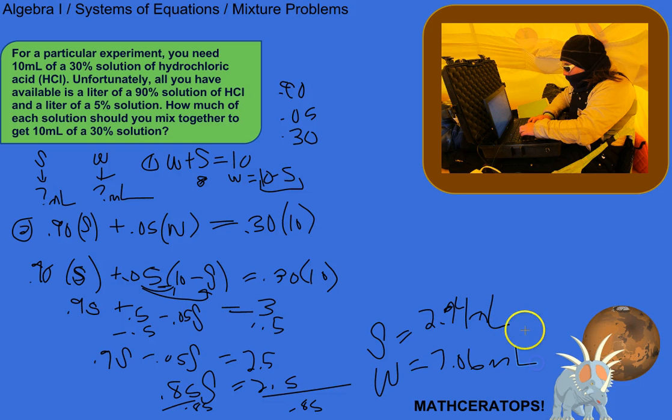So this is how much of each solution we want. If we add these together, we'll get a 10 milliliter solution that's 30% hydrochloric acid. So that's your basic mixture problem: basically set up two equations, and then you can substitute and then solve. All right, good luck.